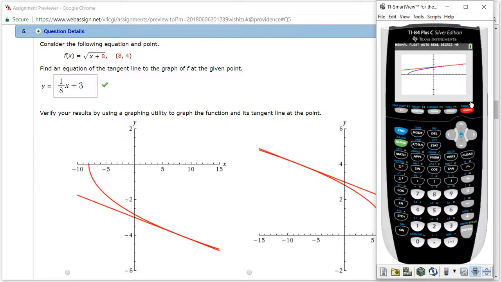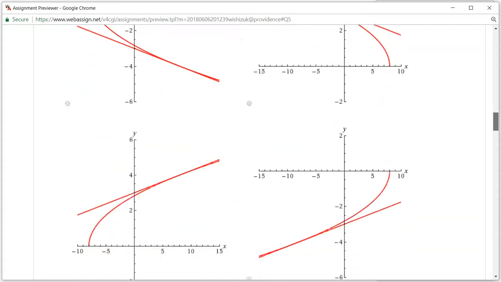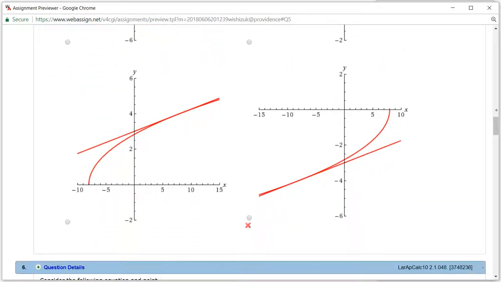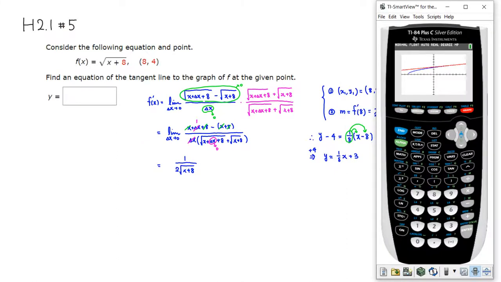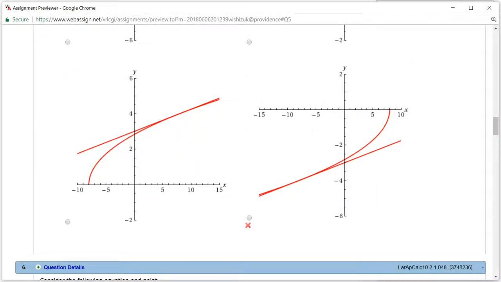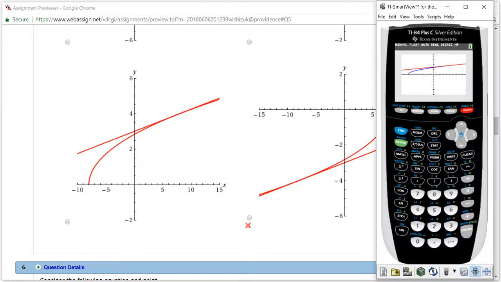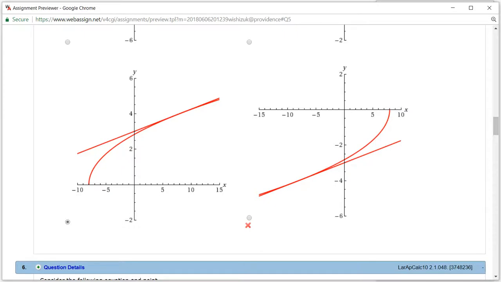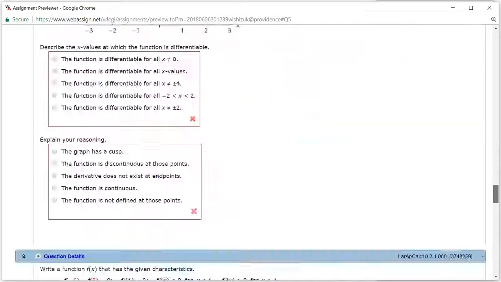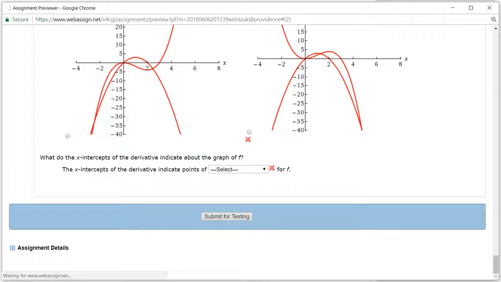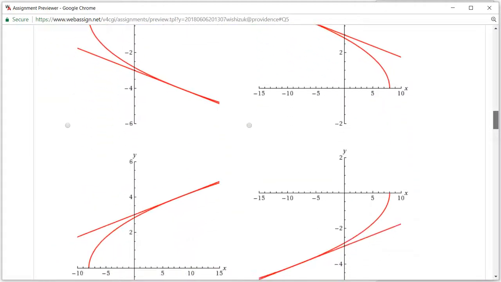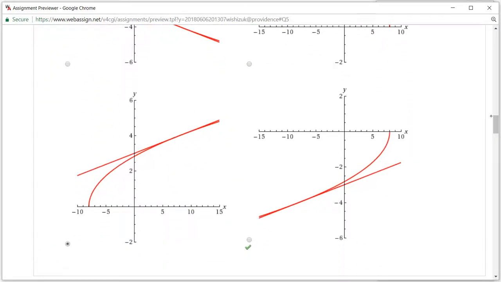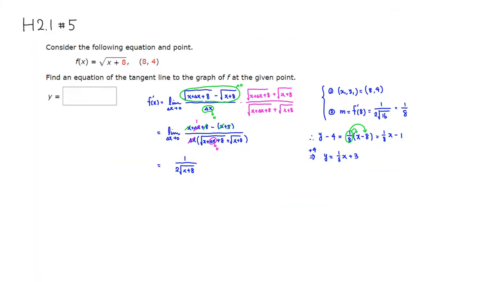So the first two are not the correct ones, and let's look at the next two. If you compare that, it's not the fourth one, and the third one seems like the right picture here. So let's check the answer. Submit for testing. It came back and it looks like we got the graphs correctly as well. That's it. I hope that this was clear.